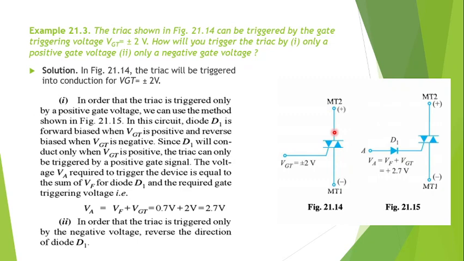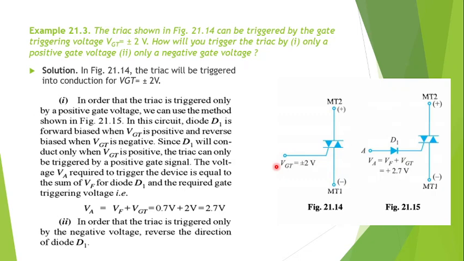Now let us look at two numericals. The first one, let us see. The triac shown in figure 21.14 can be triggered by a gate triggering voltage of plus or minus 2 volts. How will you trigger the triac by only a positive gate voltage, and second, only a negative gate voltage? So you are supposed to make some arrangement here so that in one case it can be triggered only by the positive gate voltage, and in the second case it can be triggered only by the negative gate voltage.